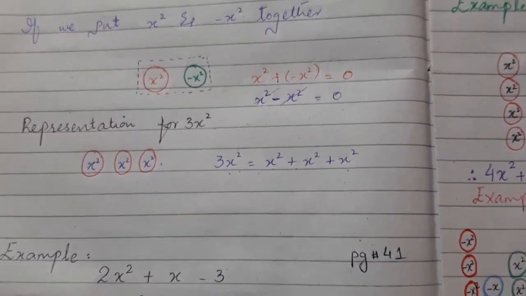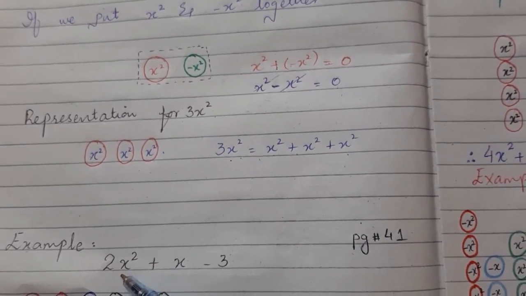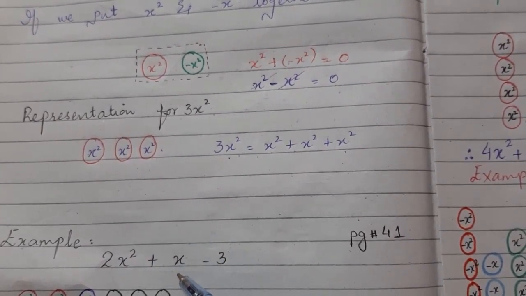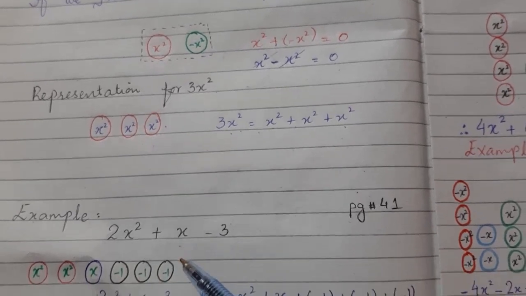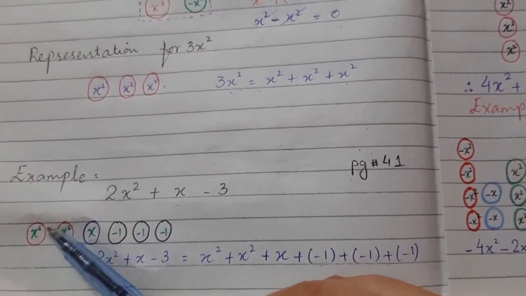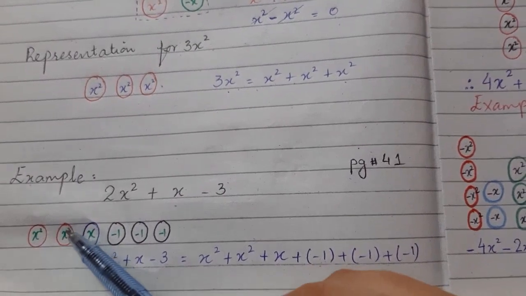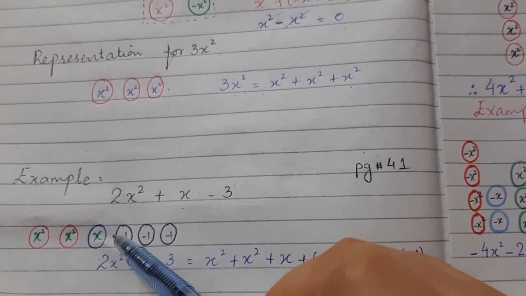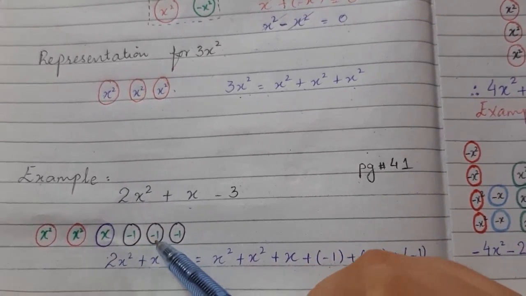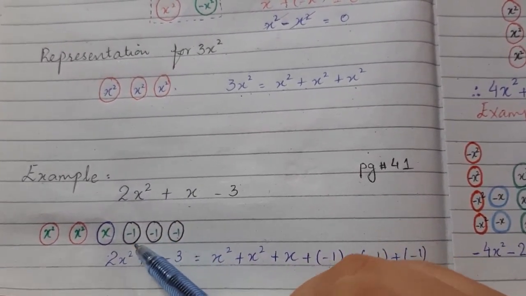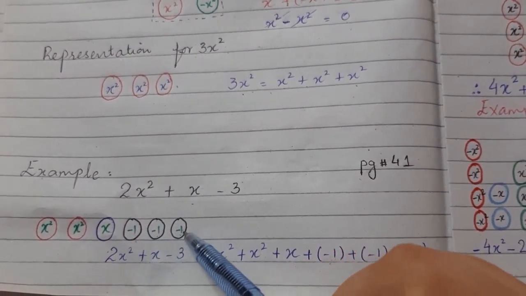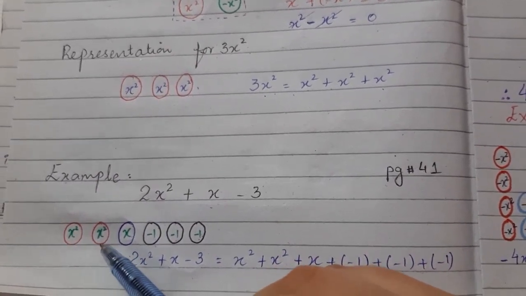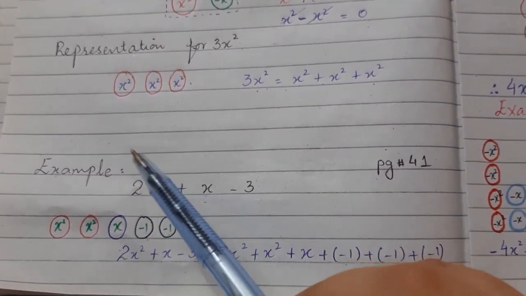Here I am going to do the first example: 2x square plus x minus 3. We have to represent it using the algebra disk. I am going to represent x square with red disks, x with blue, and minus 1, minus 1, minus 1, the 3 discs, with black. So you have 2x squares, and I am going to write them as 2 discs. How many x's are there? Only 1.